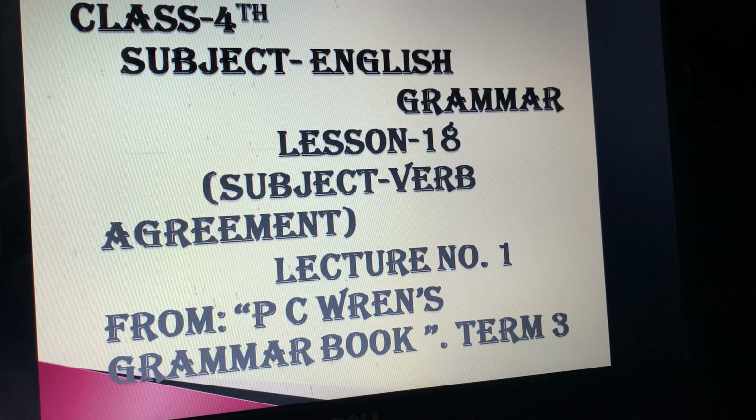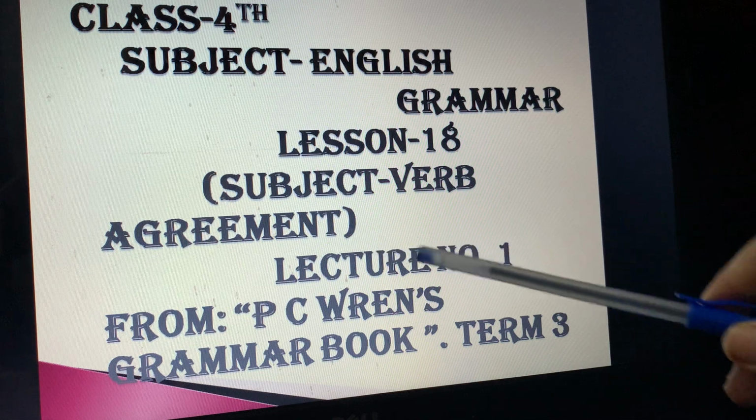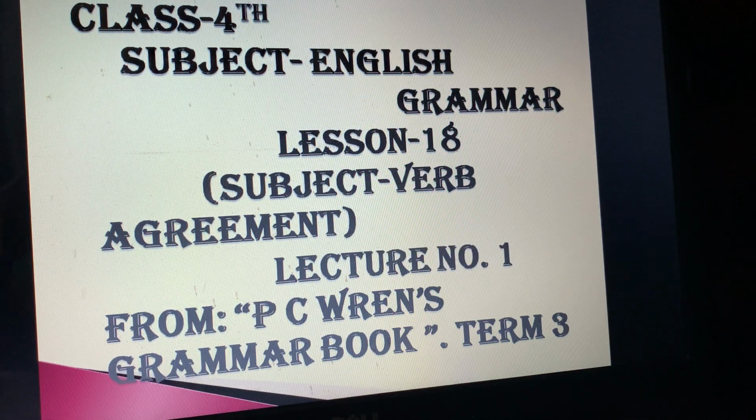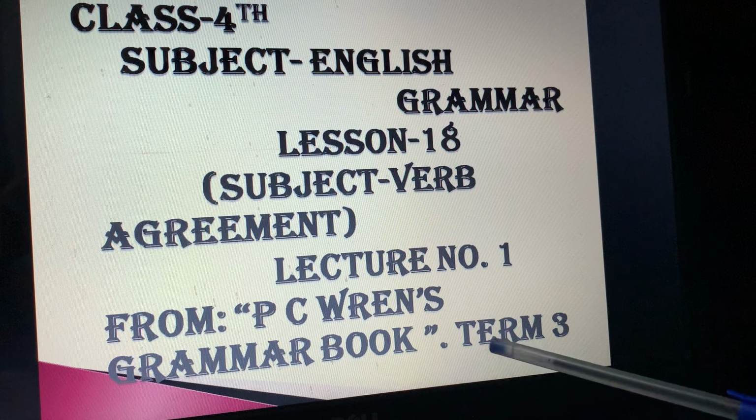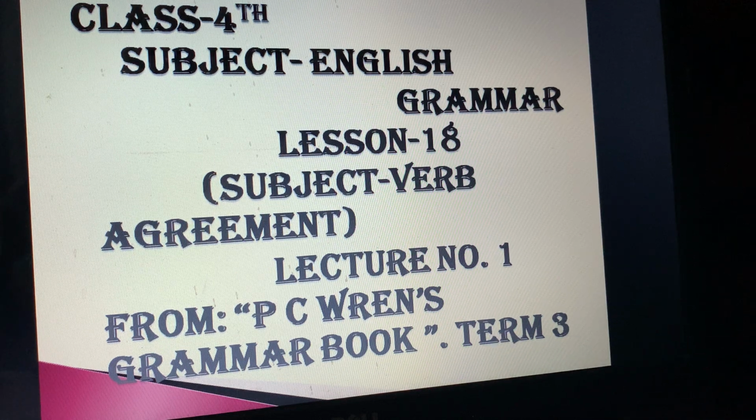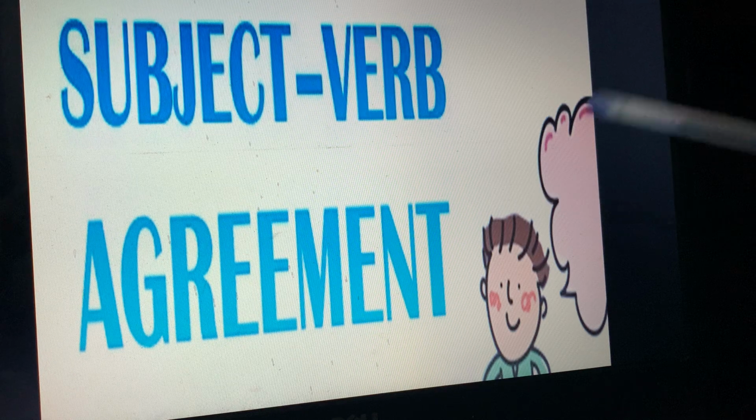And so, what we are going to do is we are going to start with a new chapter of grammar, that is subject, verb, and agreement. And this is chapter number 18 from your book, PC Wren's grammar book. And this is the beginning of the term 3. So, all of you have to be punctual in the classes and be regular. Fine. So, this is the lecture number 1. I hope you are going to understand with great determination. So, keep your mind where I am going to teach you. Fine, so let's begin. So, subject, verb, and agreement.